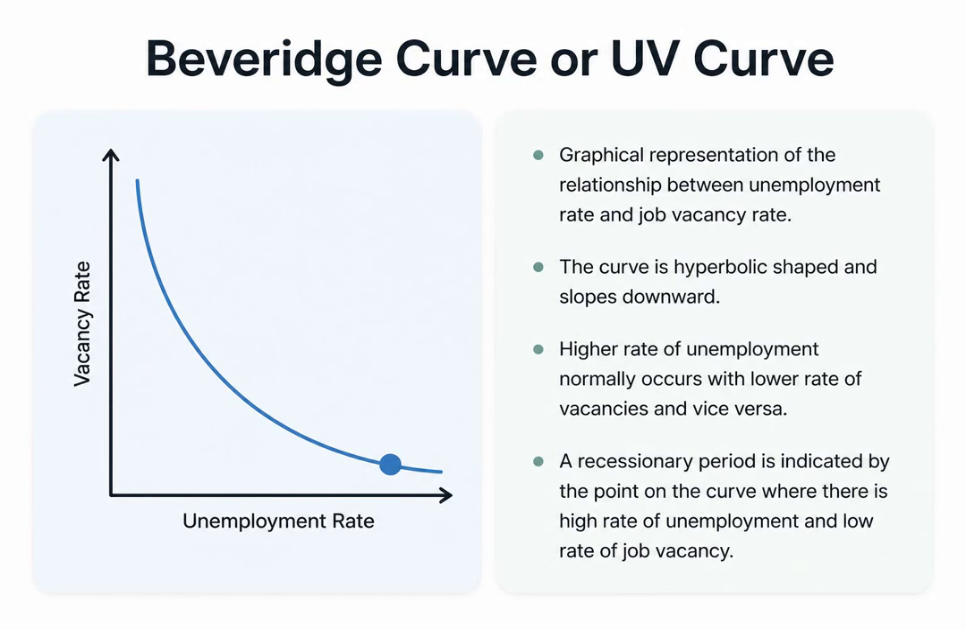In labor economics, the relationship between job availability and unemployment is visualized using the Beveridge curve, also known as the UV curve. As you can see on the graph, the unemployment rate is on the x-axis and the vacancy rate is on the y-axis. The curve itself is hyperbolic and slopes downward. This downward slope illustrates a simple inverse relationship. When unemployment is high, job vacancies are typically low, and vice versa. If an economy is at a point on the lower right of this curve, meaning high unemployment and very few vacancies, it is a strong indicator that the economy is going through a recessionary period.